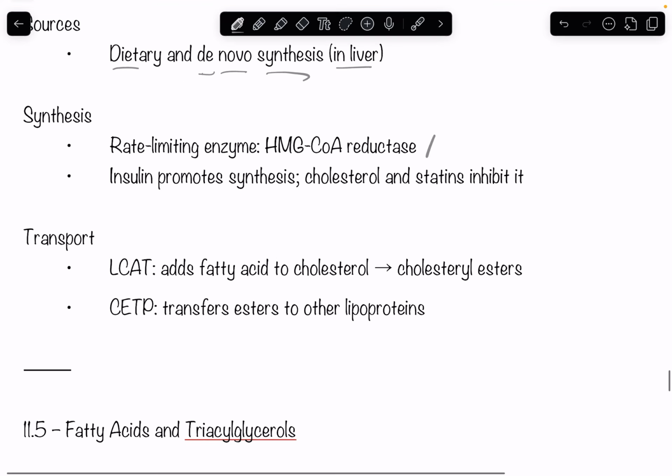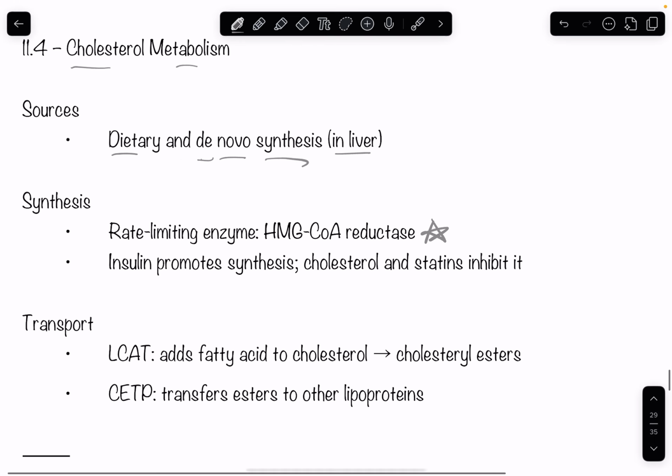So this is probably the most important thing of this chapter: you must know that the rate limiting step of de novo synthesis is going to be HMG-CoA reductase. Okay? And you also need to know insulin promotes cholesterol synthesis, and statins inhibit it. So there's a negative feedback loop of cholesterol synthesis. If you have a lot of cholesterol, you're not going to do it. Very, very simple feedback loop, right?